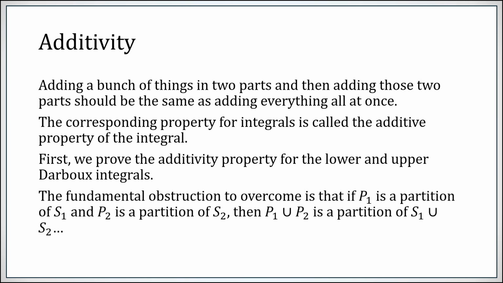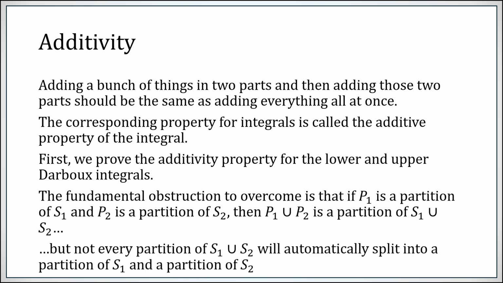Now, the fundamental obstruction to this is that if P1 is a partition of a set S1 and P2 is a partition of S2, then certainly P1 union P2 is a partition of S1 union S2, but not every partition of the union of S1 and S2 will automatically become a partition of S1 and a partition of S2 together.